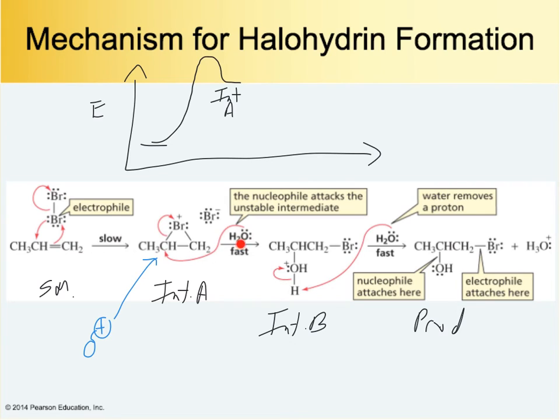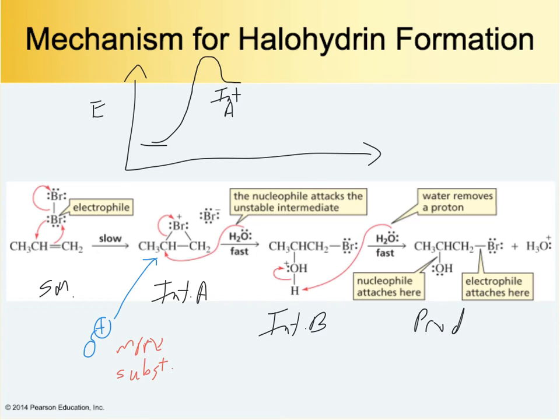There's a lot of water around, so that's why water attacks versus bromine. And water chooses 1 versus 2 because 1 is actually more delta plus. It's more substituted, right? Because it's more substituted, it can be more delta plus, which makes it more electrophilic, so the oxygen nucleophile can attack and break that bond. That's why it attacks the more substituted carbon.